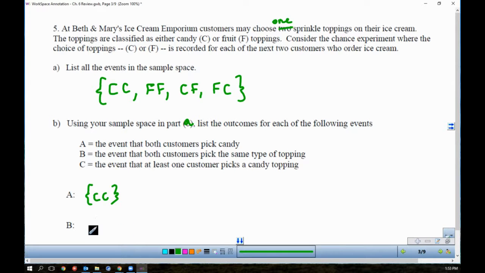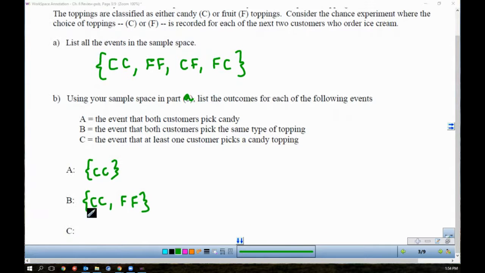B is the event that both customers pick the same type of topping. CC, FF. And then C, the event that at least 1 customer picks candy. That's right. Okay, so that's those 3 on part B.